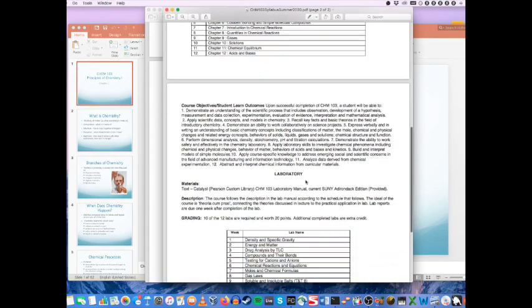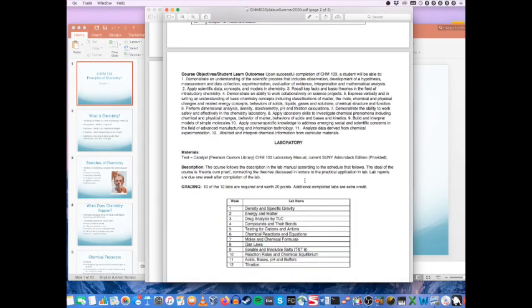So, course objectives. At the end of this course, you should understand the scientific process, including observation, hypothesis development, measurement, data collection, experimentation, evaluation of evidence, interpretation, and mathematical analysis. You should be able to apply scientific data, concepts, and models in chemistry, recall key facts and basic theories in the field of introductory chemistry, and demonstrate an ability to work collaboratively on science projects. You won't be doing that because you won't be working collaboratively, because we must maintain proper social distancing.